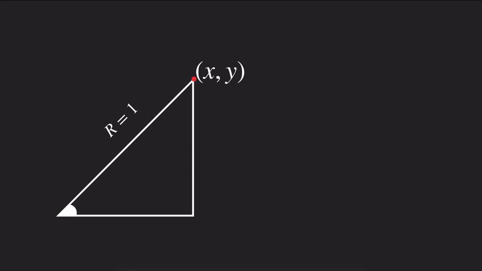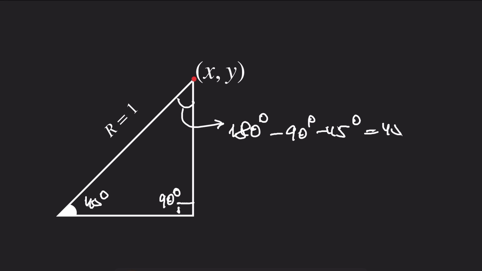And again, the radius of this triangle, or the hypotenuse of this triangle, is equal to 1. So since this is 45 degrees, and this is 90 degrees, the value of this angle is going to be equal to 180 degrees minus 90 degrees minus 45 degrees, which is going to be equal to 45 degrees. So please note that I'm subtracting these two angles from 180 degrees since the sum of all of the angles of the triangle should be equal to 180 degrees. So this angle is going to be equal to 45 degrees as well.